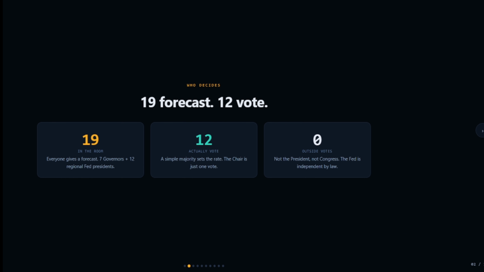So who decides? First, there are 19 people sitting in the room giving their own view and predictions, but only 12 actually vote, and a simple majority sets the rate. 7 are the board governors, the rest are regional Fed presidents. And here's the key part. Nobody outside that room has the power to vote. Not the president, not the Congress. The Fed is independent by law.